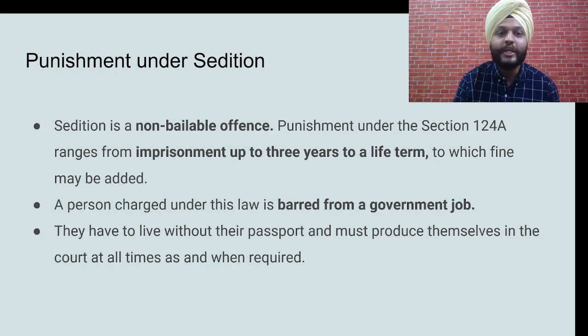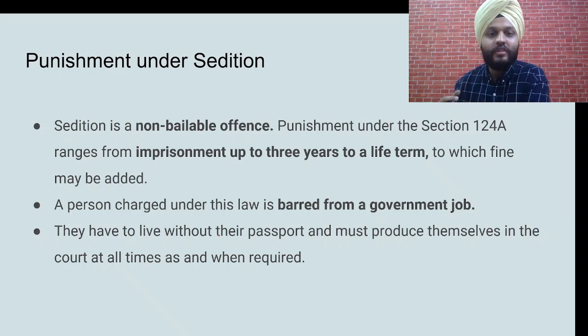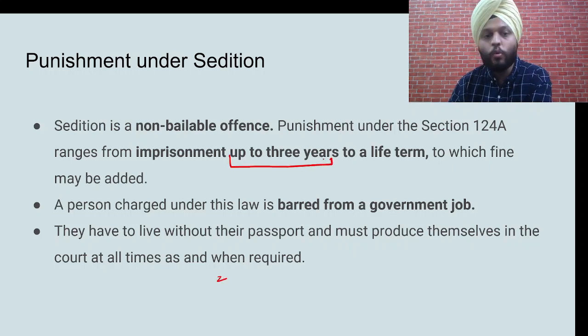Now coming to the punishment under sedition, that is what makes the sedition law very bad. Sedition is a non-bailable offense. That is, if one is arrested, one cannot get bail, so one cannot come out. And a person can be imprisoned for up to 3 years to a life term.